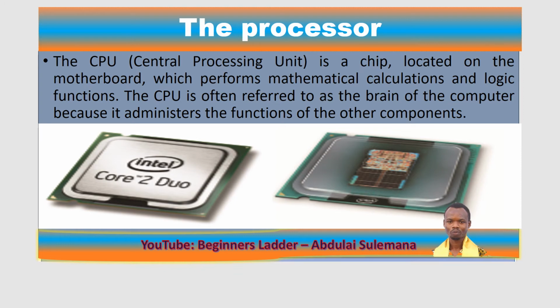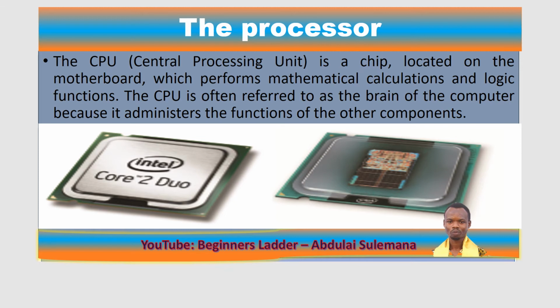And we all know what the brain does. The brain is responsible for thinking. So it's telling us that the CPU is responsible for thinking in the computer. Whatever you are working on, the CPU is responsible for the logic behind that thing. So if you add 2 plus 3, it's the responsibility of the CPU to calculate 2 plus 3 and give you the answer 5.